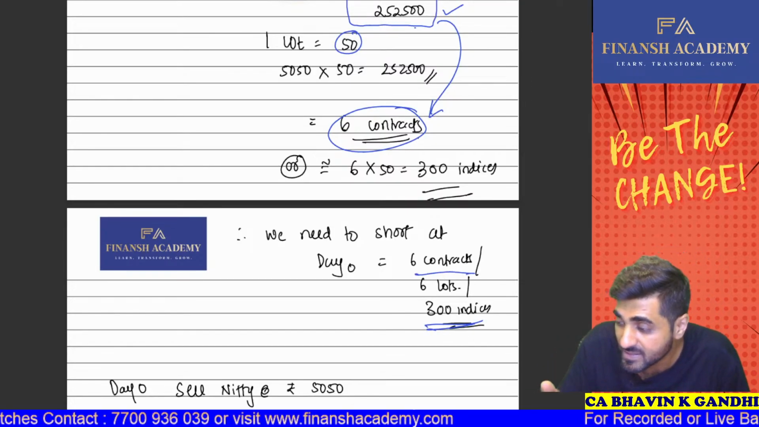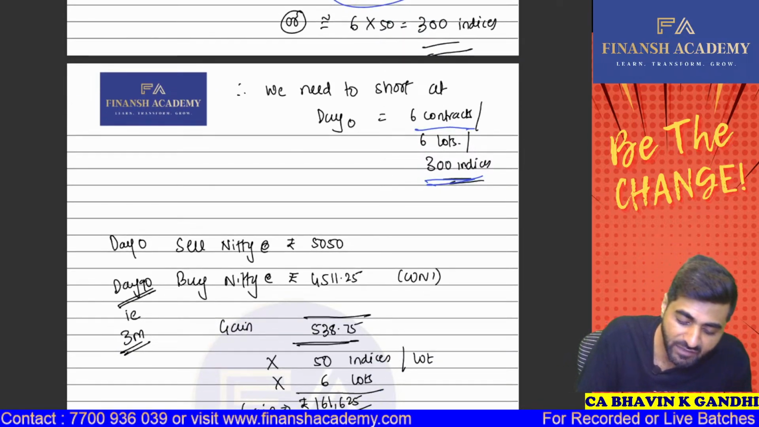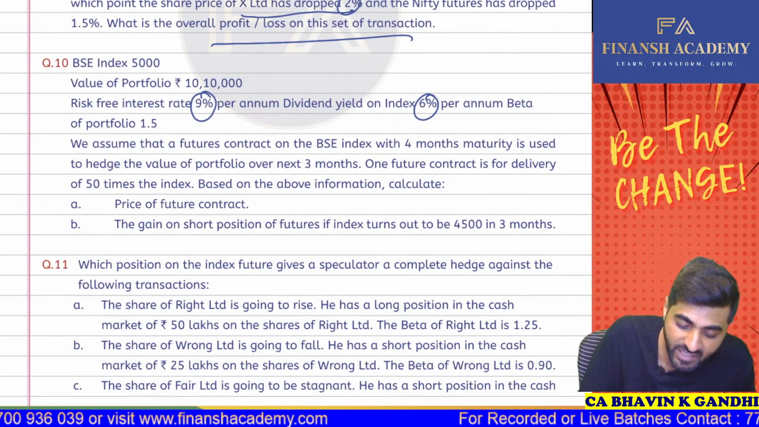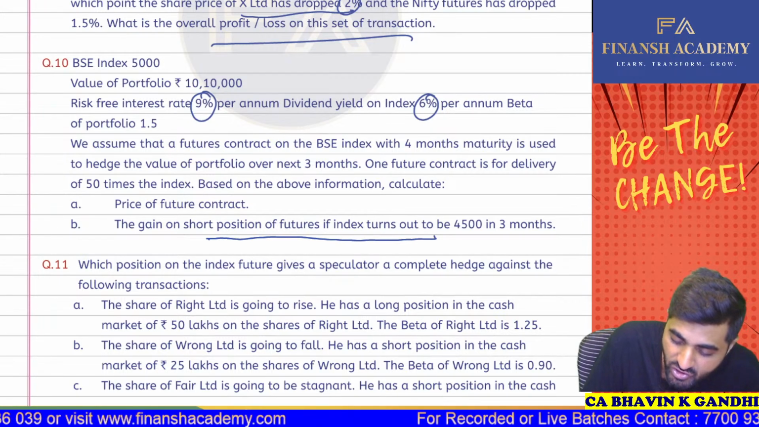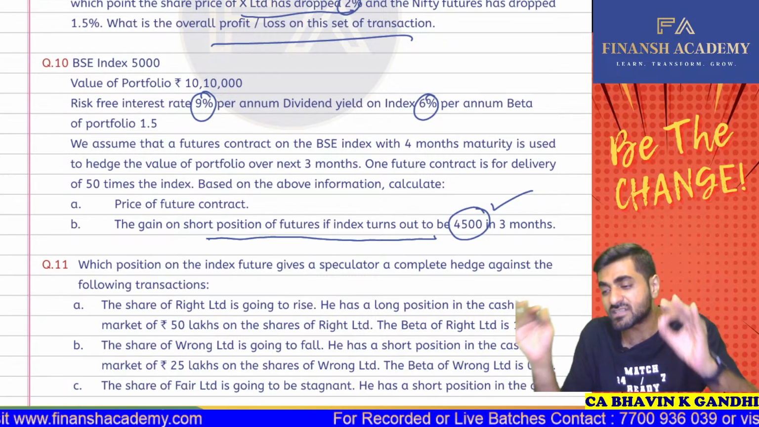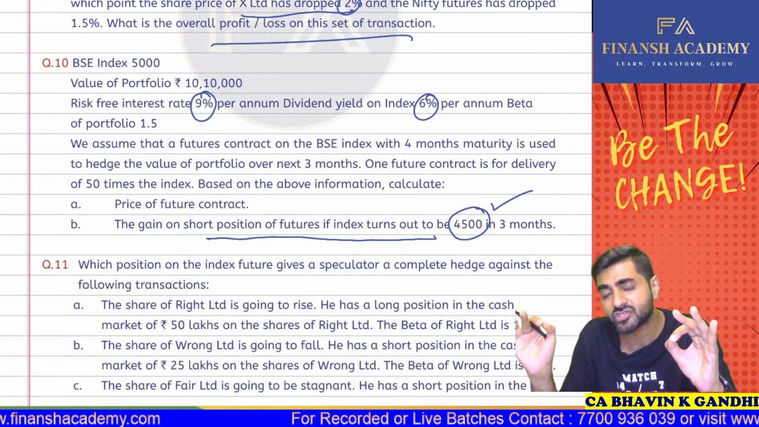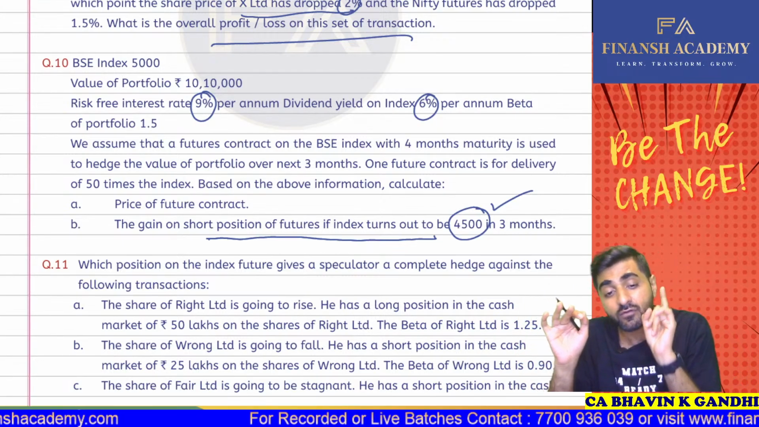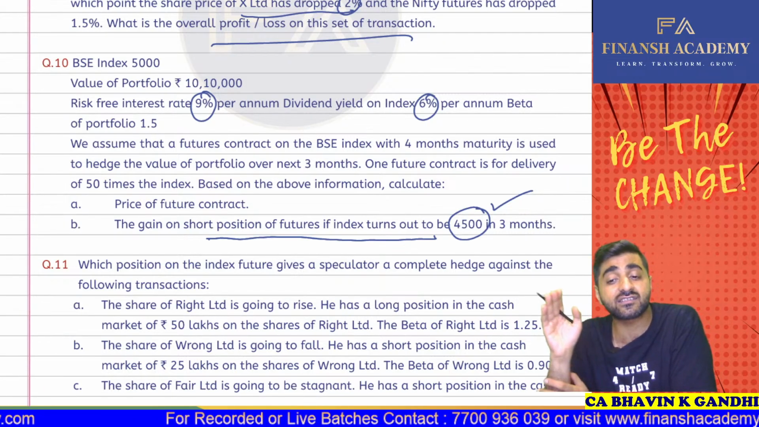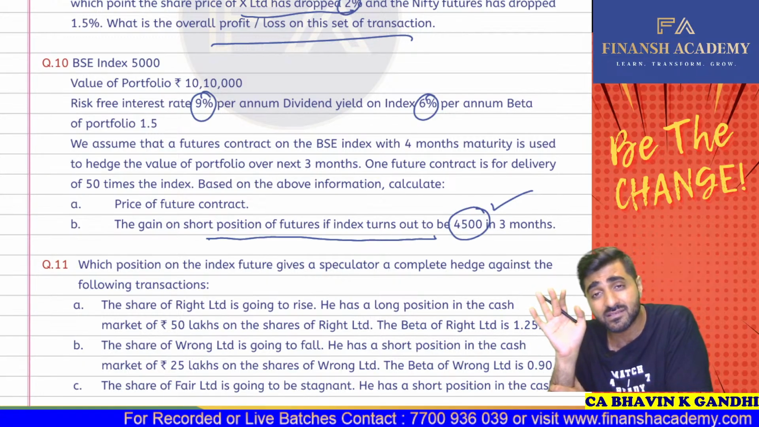This is something which we need to sell, and we are selling it at 5050. And what is happening now? You all can just check. They have told you that the gain on the short position of the index futures turns out to be 4,500 in 3 months. Now, this is extremely important. I want you all to pay attention.